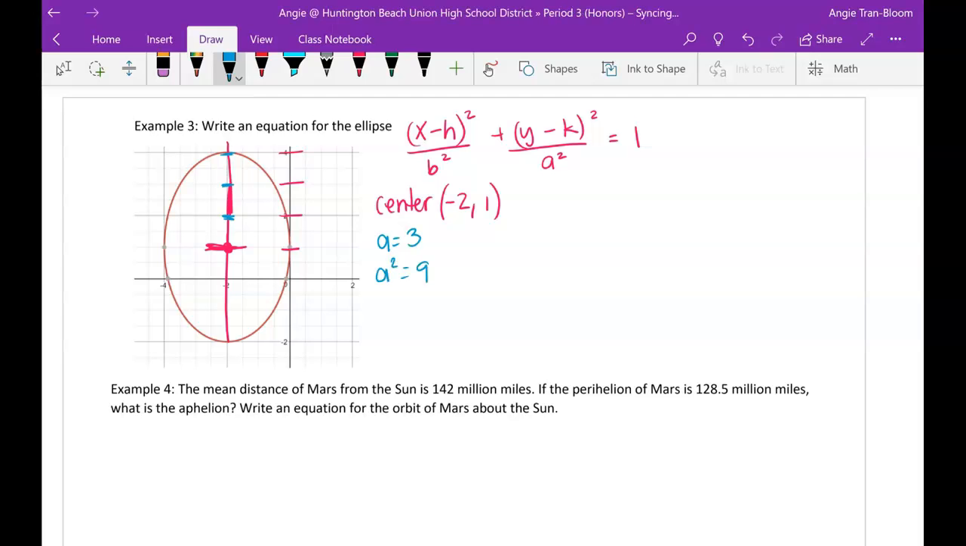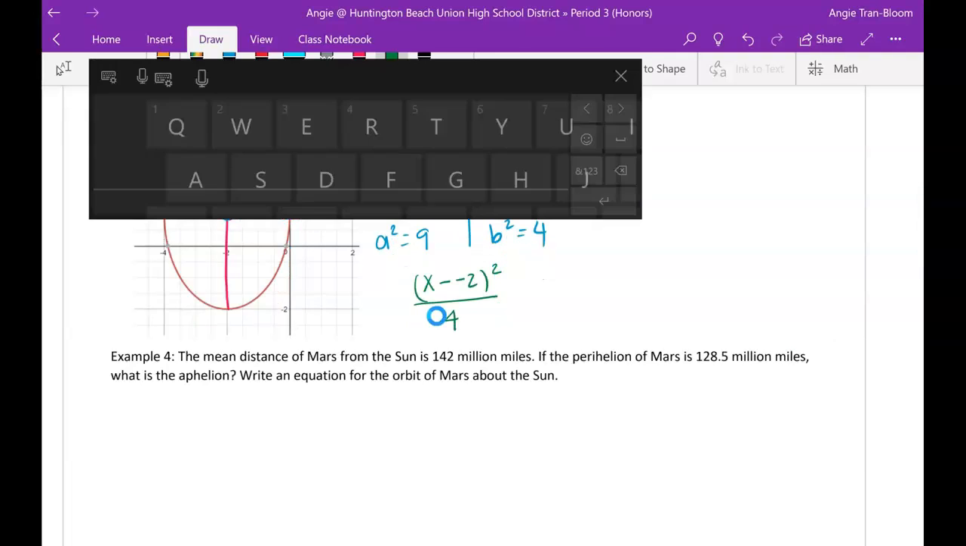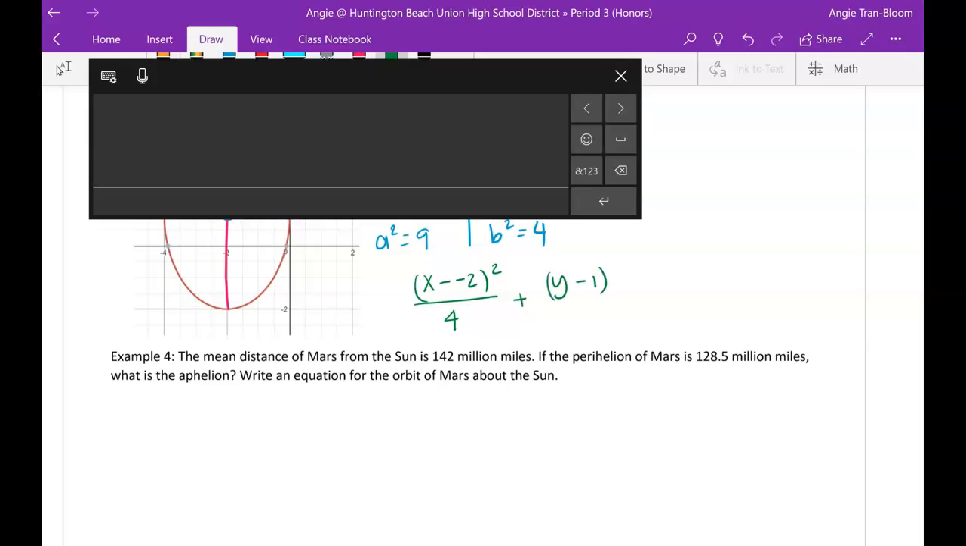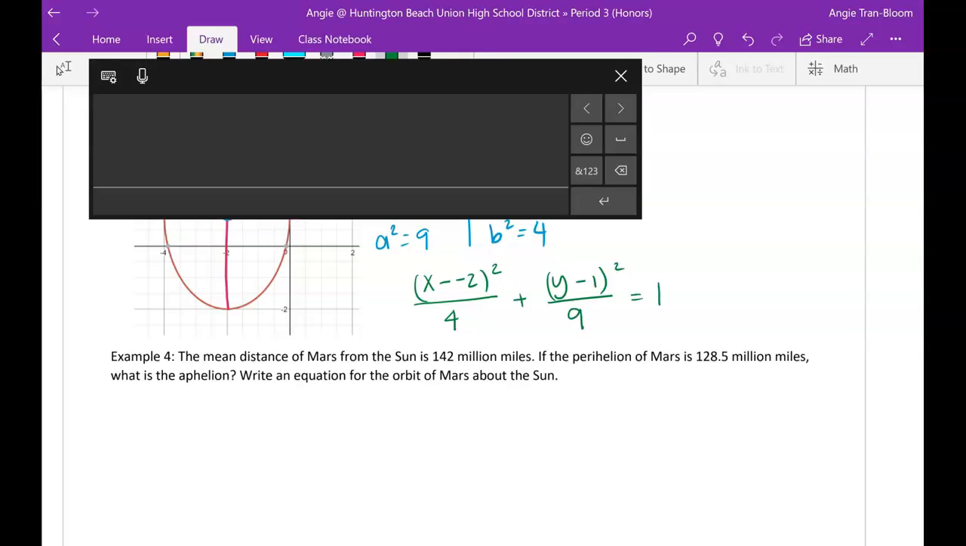I can also count to get b from the center, 1 and 2. So that means b is 2. That means b squared is 4. So when you're writing an equation, it's that easy. You just need to know your a and b. So the final answer is x minus negative 2 squared, all over b squared, which is 4. Oopsie, there are my pop-ups. Okay, plus y minus k, and k happens to be 1, squared, all over a squared, which is 9. Always equals 1.